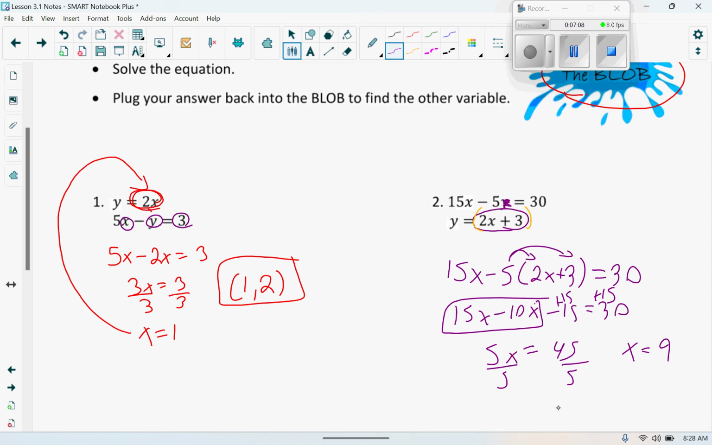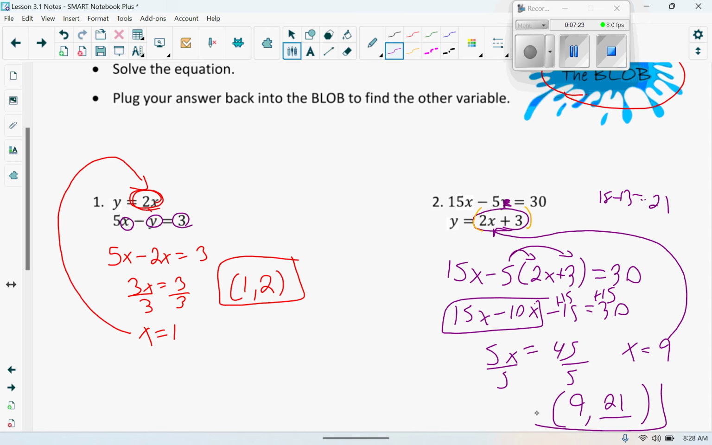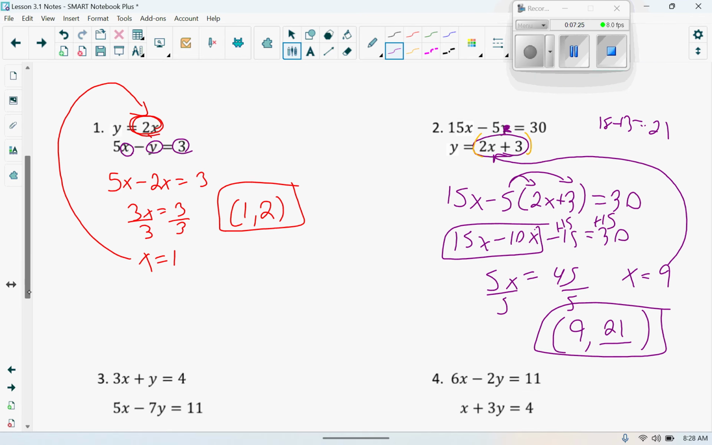Okay, so I know that it's going to be 9 something. And so what I'm going to do is plug in 9 right there. So 9 times 2 is 18, and 18 plus 3 is 21. So 9 comma 21 is going to be my answer.